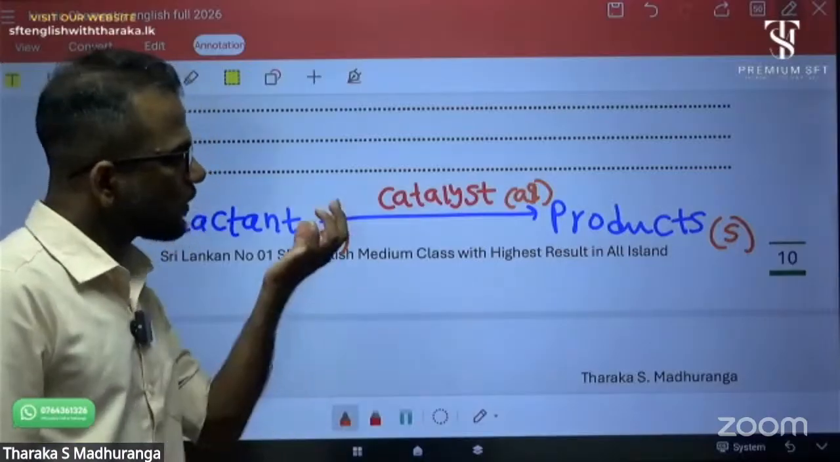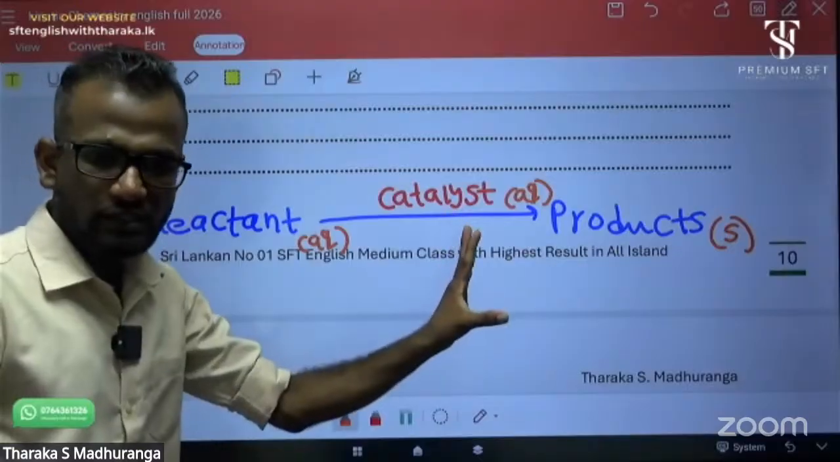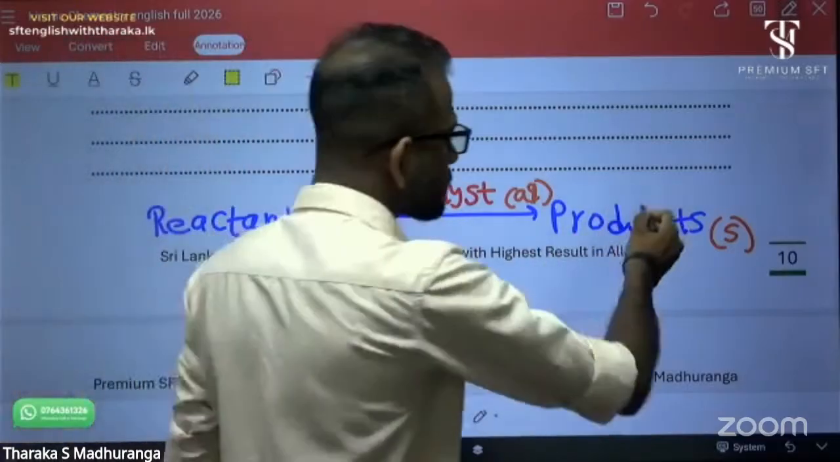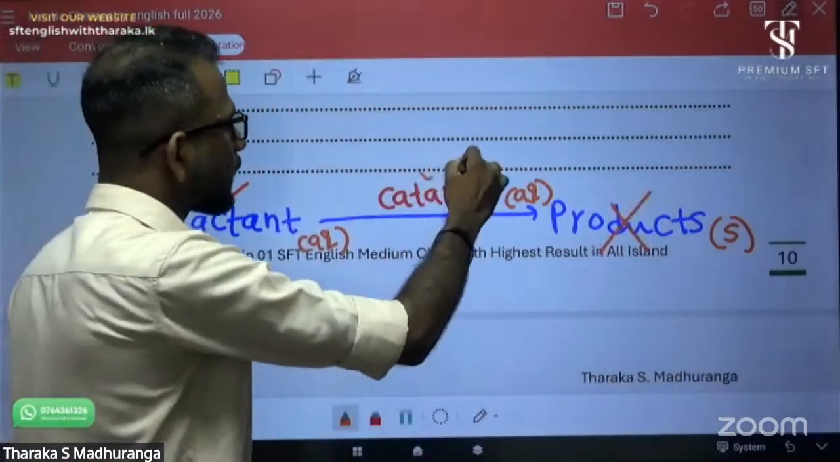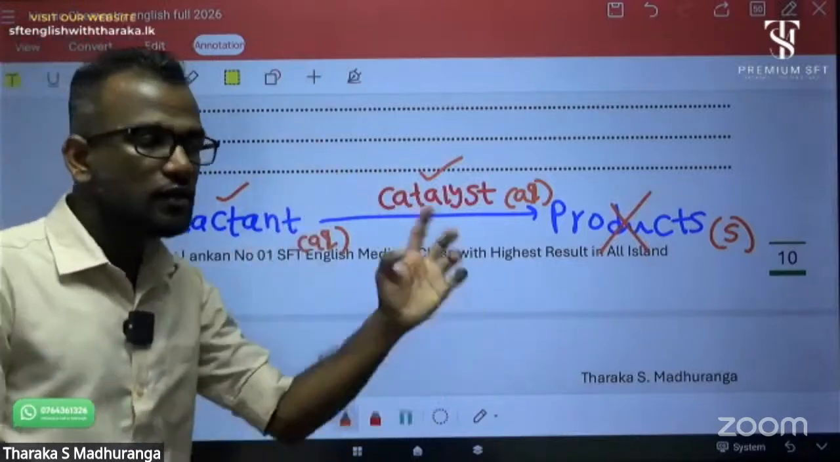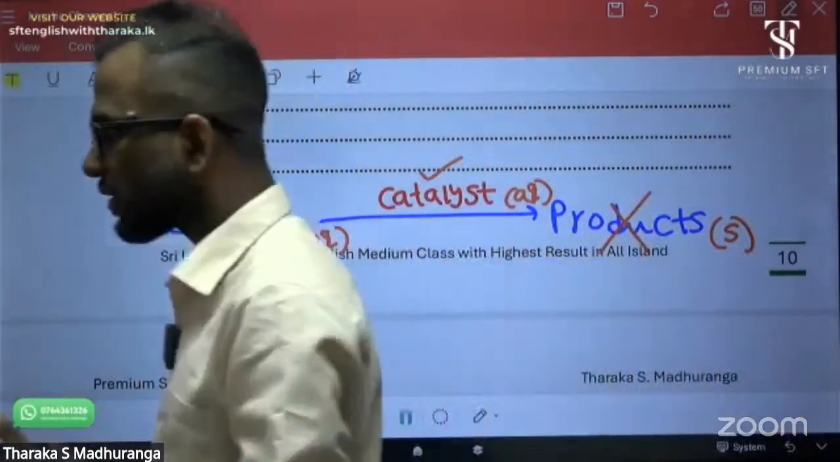Homogeneous catalyst means reactant and catalyst in the same physical state; not the product, only reactants and catalyst. If reactants and catalyst are in the same physical state, this type of catalyst is called a homogeneous catalyst. Clear?